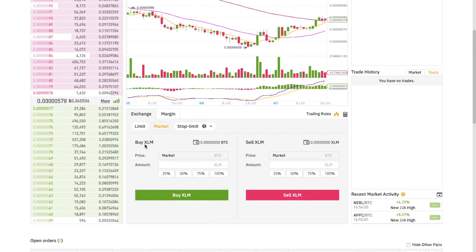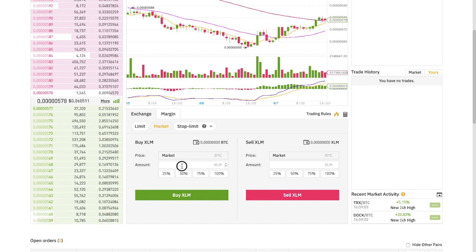So what it has here is it says buy XLM. So you have buy here on the left hand side and you have your sell on the right hand side here. A market order will basically automatically fill. So it will happen absolutely instantly. And all you're doing is buying at the current market price.